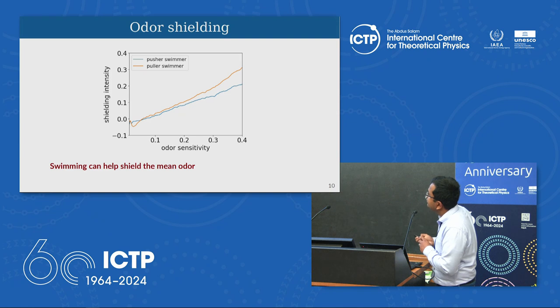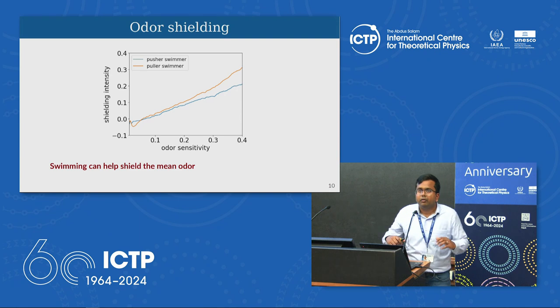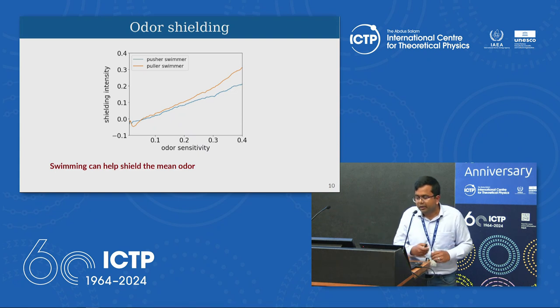Whereas as you reduce the sensitivity beyond a certain value, there is no more shielding, but the actual area where the odor field is detectable is more than the original area, the original unnormalized area. So what it tells us is that depending on the odor sensitivity, swimming could potentially help the mean odor, and the odor sensitivity parameter is something which would be associated with the predator. However, it's also important to note that the risk of predation is not the same across the entire volume. It's more along the plane of the swimmer's position.